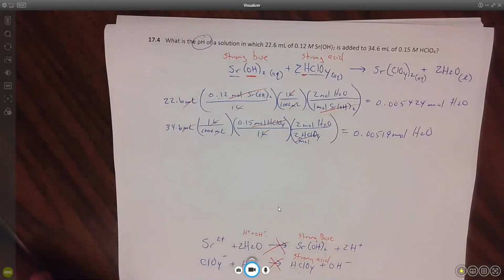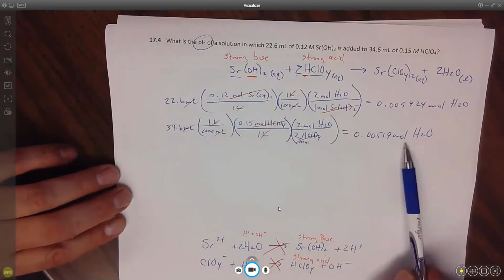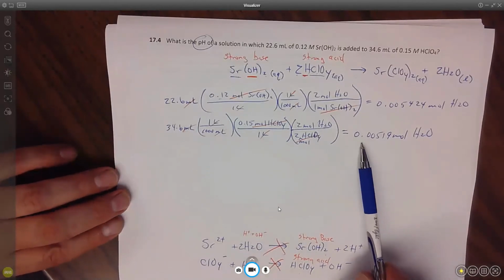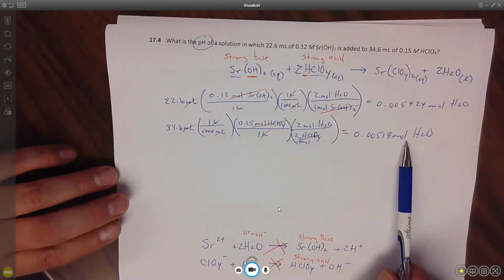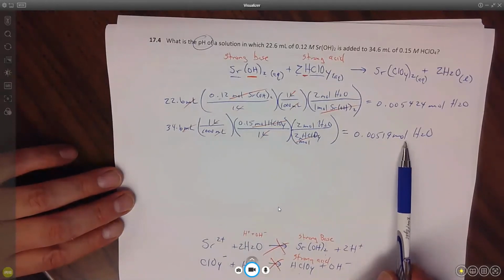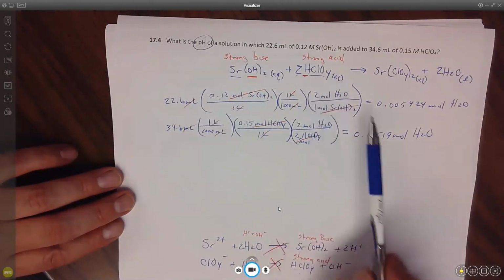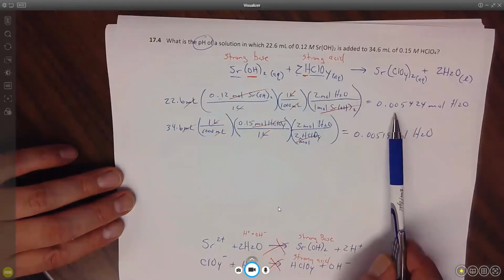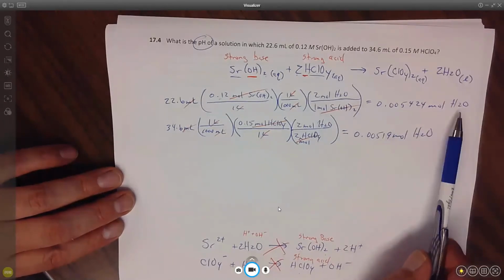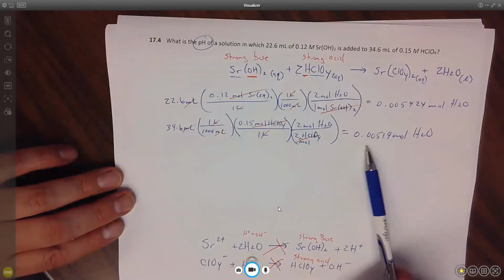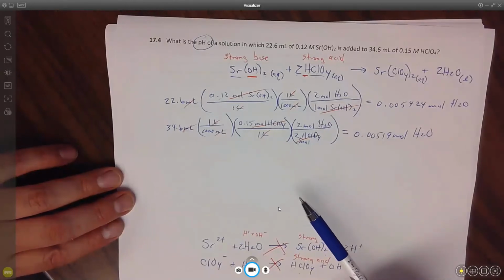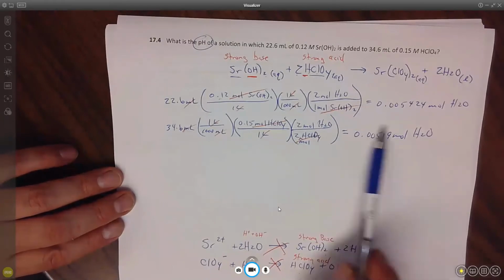So which is my limiting reagent? Is it the strontium hydroxide or the perchloric acid? Which one runs out first? Perchloric acid, right? Because it produces less water. So after we produce 0.00519 moles of water, we can't produce any more because we ran out of the perchloric acid. We cannot produce 0.0054 moles of water because we ran out at 0.0052. Okay, so now that tells us what our limiting reagent is.